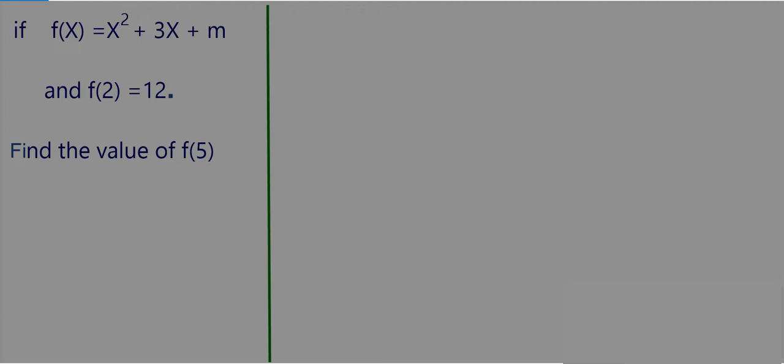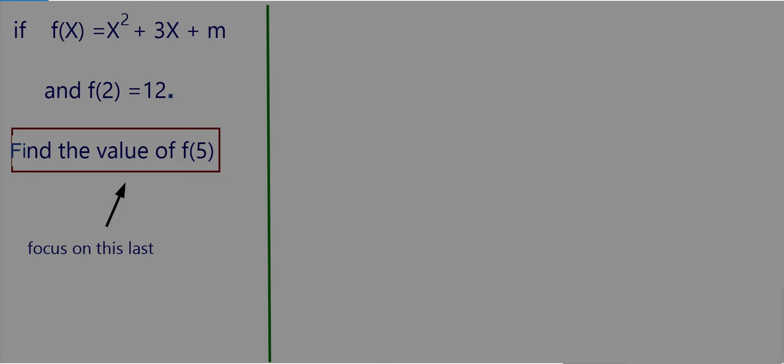We are now at the last example. If f of x equals x squared plus 3x plus m, and f of 2 equals 12, find the value of f of 5. The first input value we have to solve for is f of 2. This means we want to first solve f of x when the input is 2 and the output is 12. So we now replace x with 2 and make the equation equal 12.